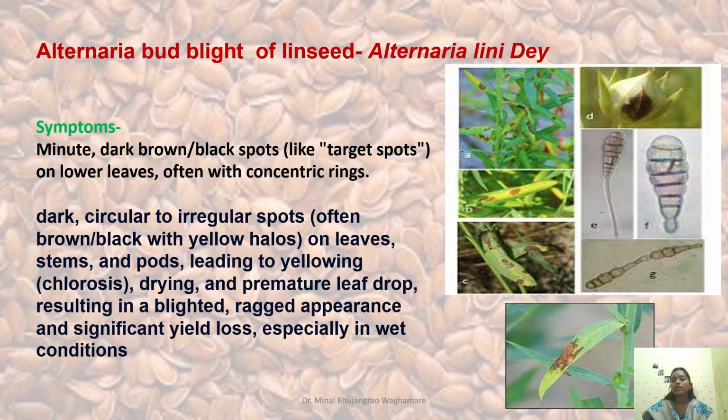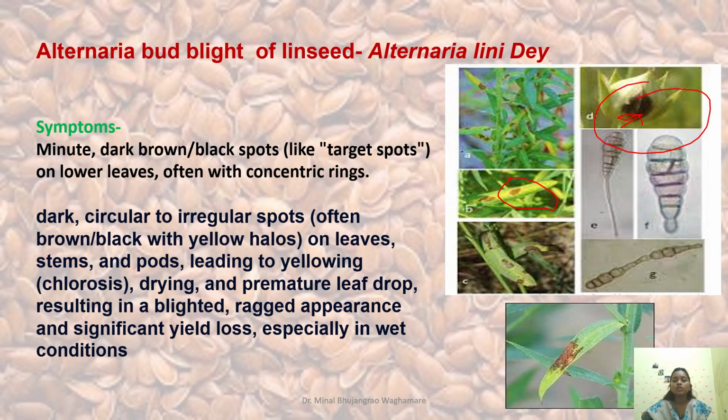In this, dark brown or black spots appear on the leaves, stem and the pods. Around this spot, some concentric rings are formed with yellow halos, and the spots appear as target spots. Generally, target spots mostly appear in such Alternaria diseases in different crops too.